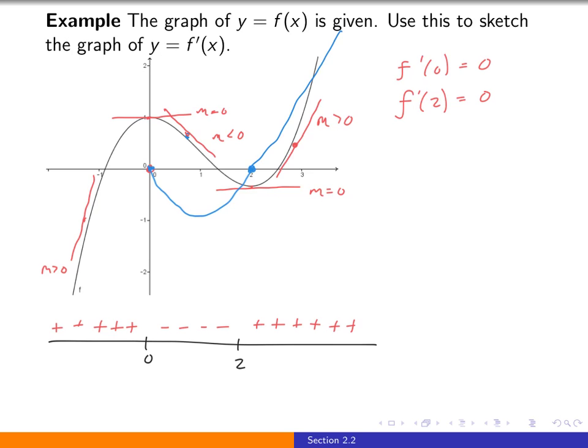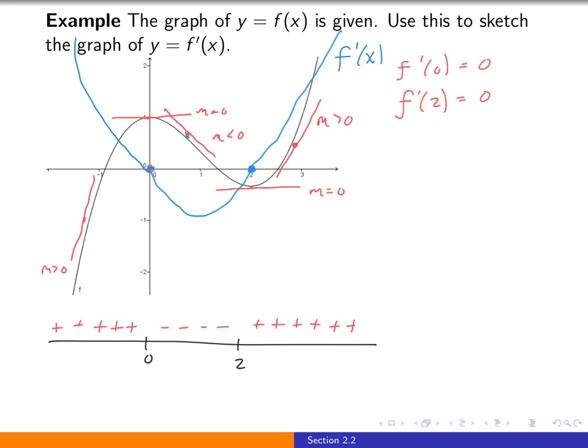Similarly to the left of 0. Close to 0, it looks like you have a relatively small positive slope, but the further over here you get to the left, it looks like a larger and larger positive slope. So roughly speaking, this blue function represents the derivative.